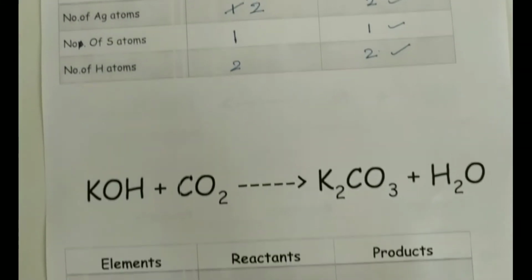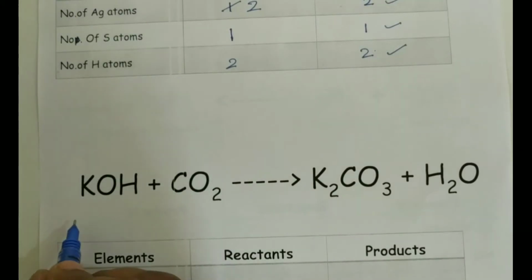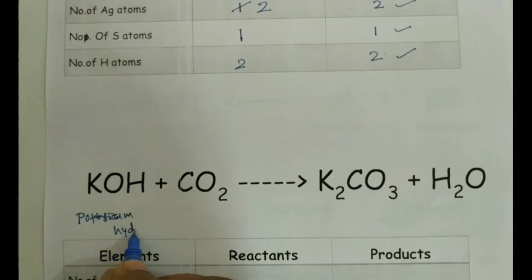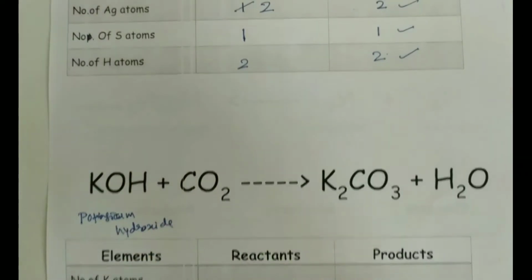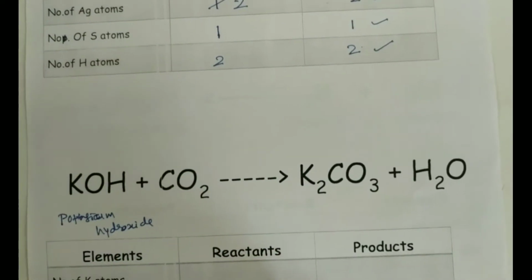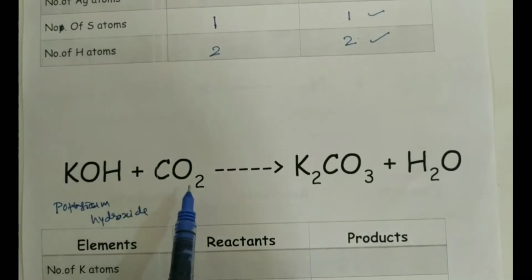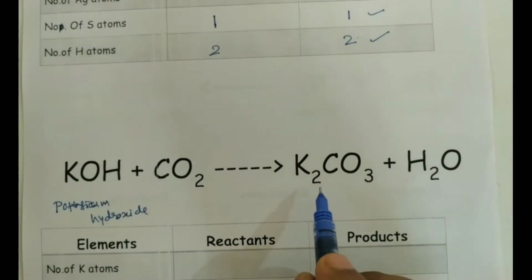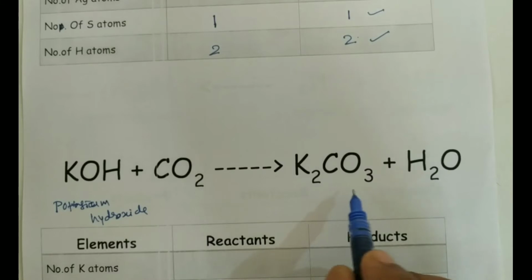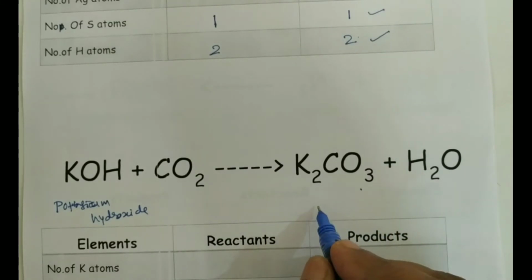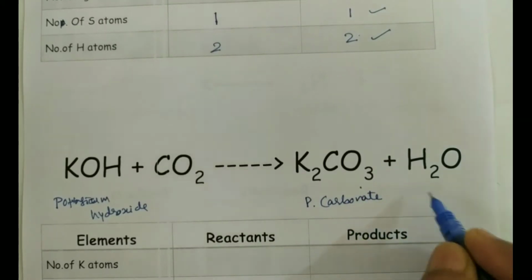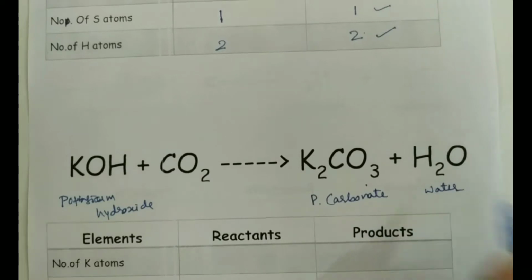Okay, fine. Next one is this. What does KOH mean? Yes, it is potassium hydroxide. And potassium hydroxide, you know very well, is a base. When it is combined with carbon dioxide, it forms its carbonate: potassium carbonate plus water will form, right?